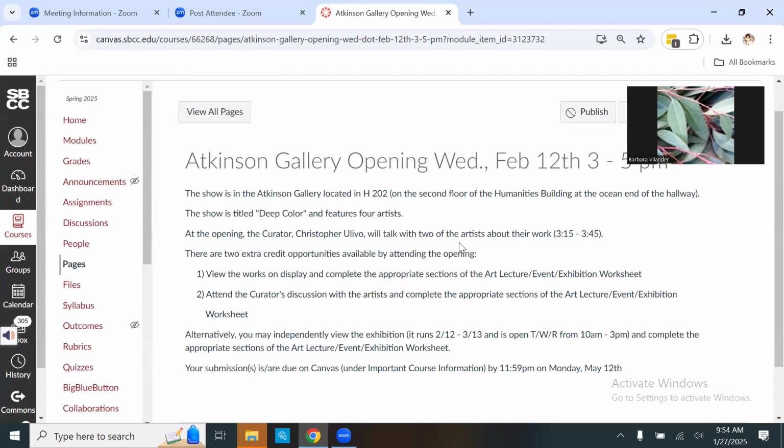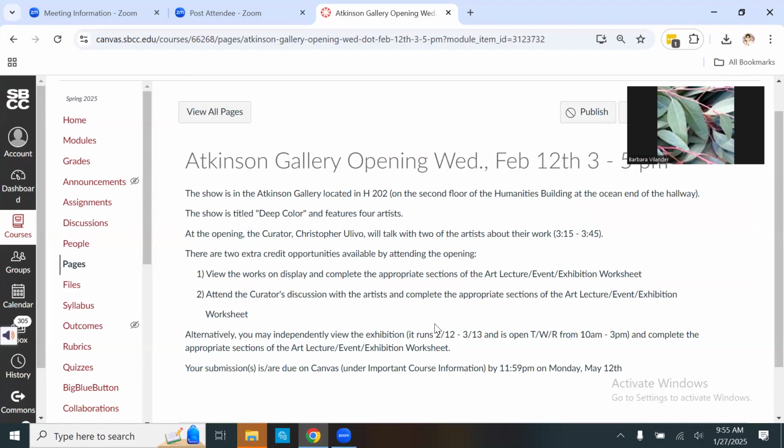Okay. And then from 3:15 to 3:45, the curator of this show, Deep Color, is going to talk to two of the artists. So there are 2 extra credit opportunities for this. You can view the works on display and pretend like you went to an art exhibition and do that part of the extra credit. And you can attend that curator's discussion and submit an art lecture part of the worksheet. Okay, so you can get 40 points if you do both of those.